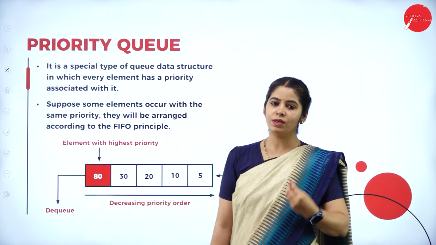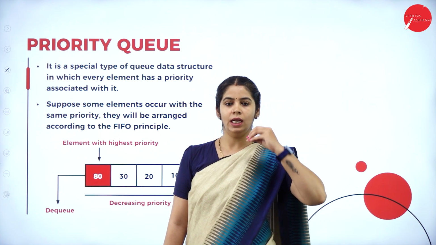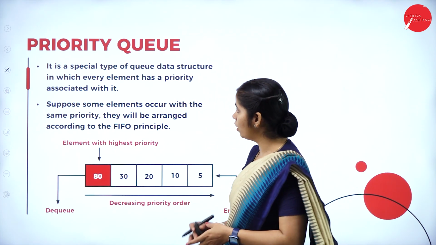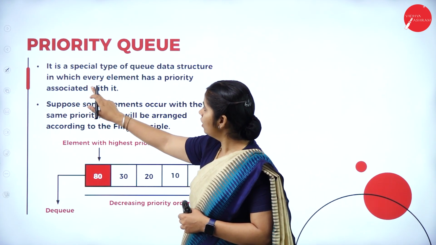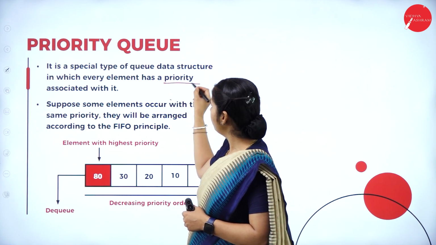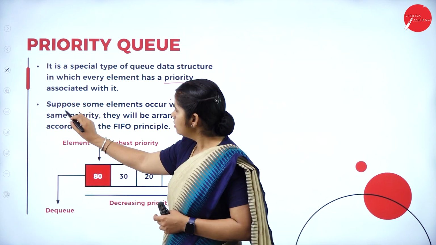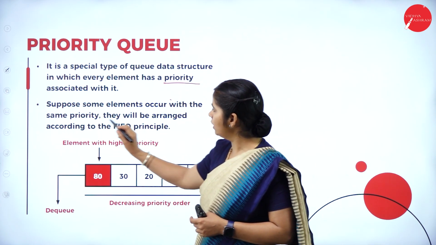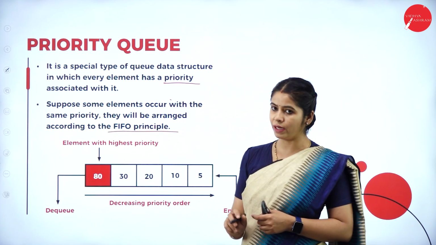Priority means whichever element has the highest value, that element has to be deleted first. That is called a priority queue. It is a special type of queue in the data structure where every element has a priority. We are giving priority to elements within the queue. Suppose some elements occur with the same priority, they will be arranged according to the FIFO principle.